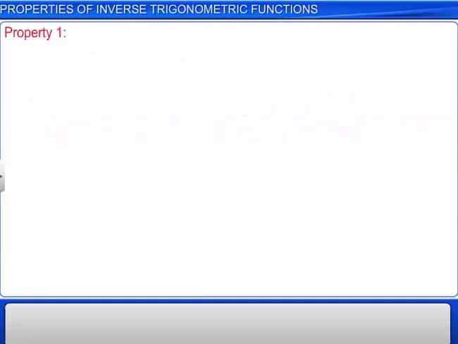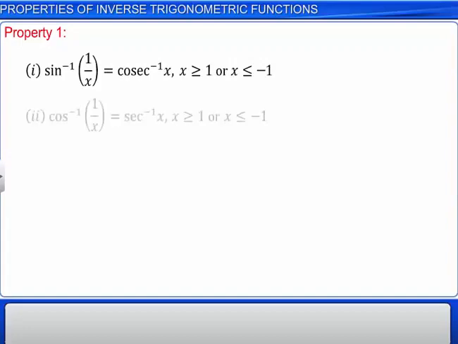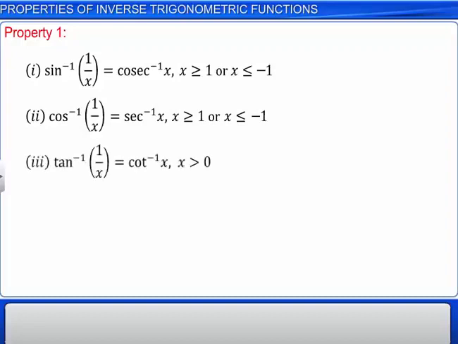The first property states that sine inverse of 1/x is equal to cosecant inverse x. Also, cos inverse of 1/x is equal to secant inverse x. Similarly, tan inverse of 1/x is equal to cot inverse x.